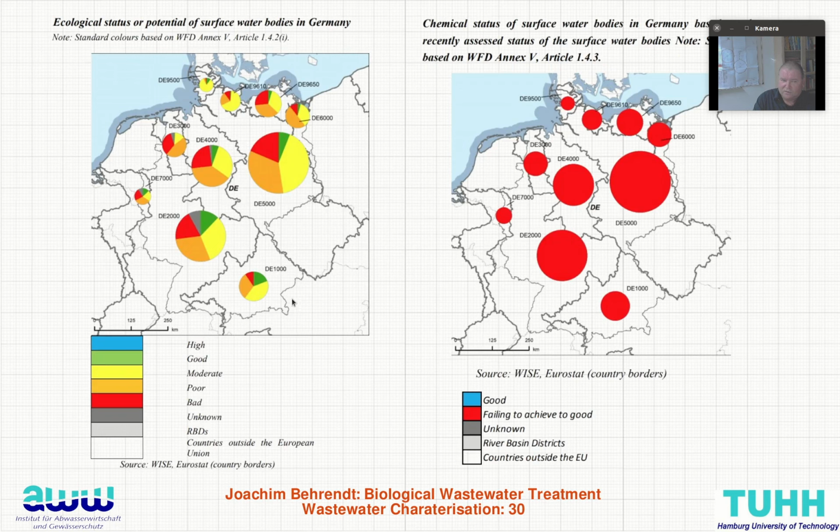This is the ecological status of surface water bodies in Germany, and you see very high and good, blue and green, you will hardly see. Mainly it is moderate, poor or bad. Here you also see the coverage, and normally the failure of the achievements is good. There is a lot of things to do.